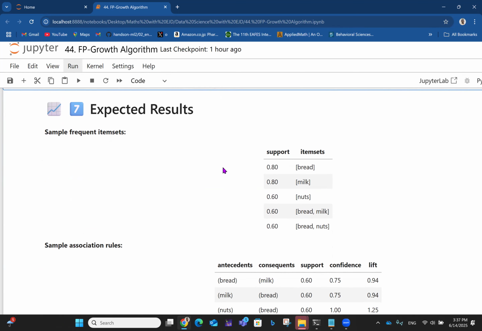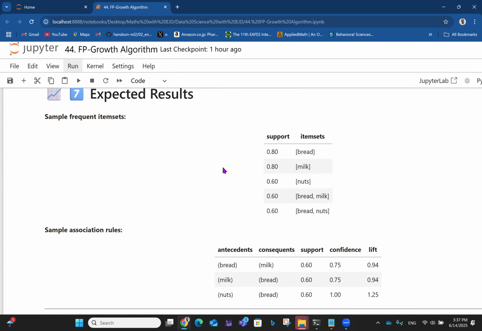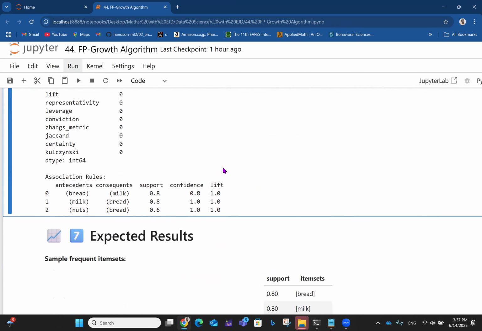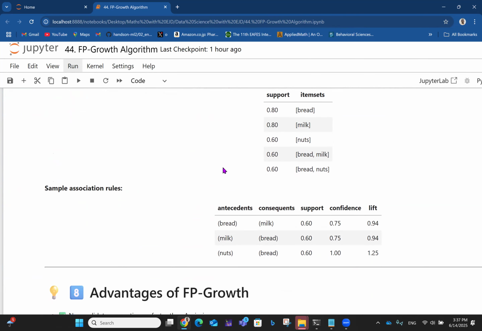So the expected results now, you have all of these things. I mean, we've seen the results already, so we don't have to belabor the point.